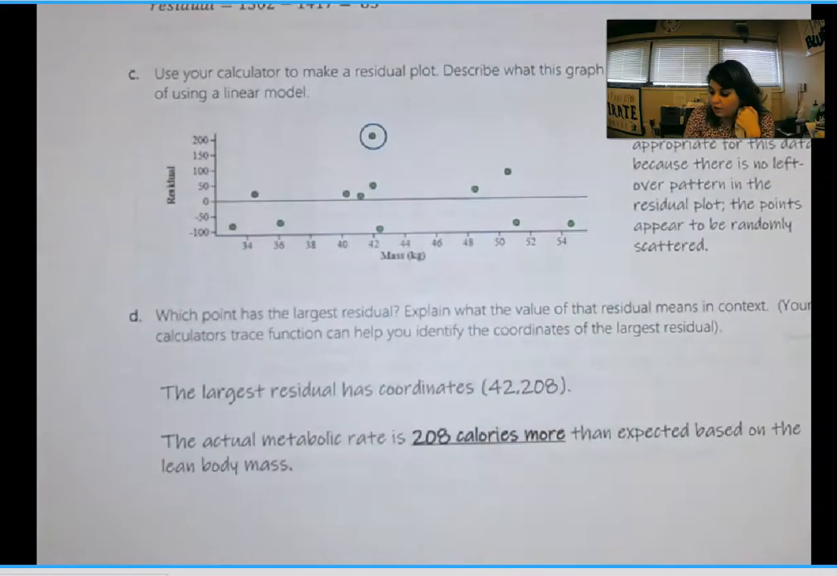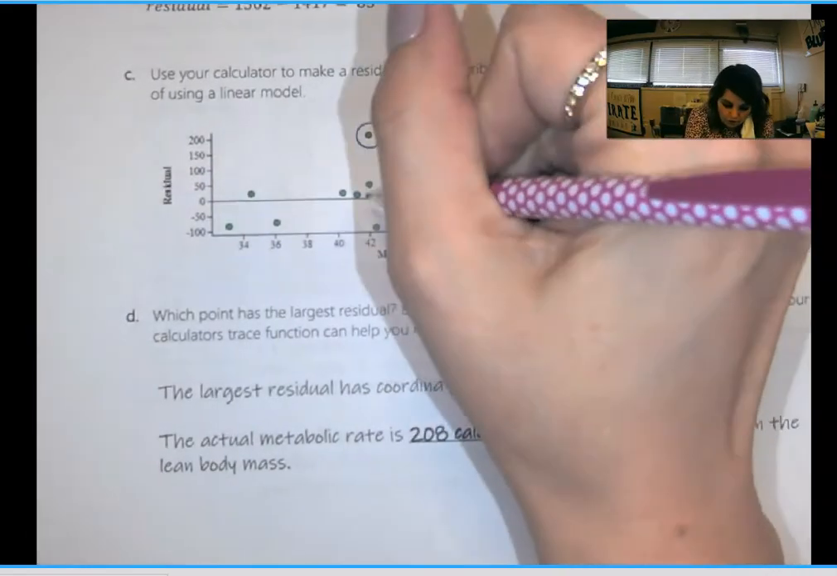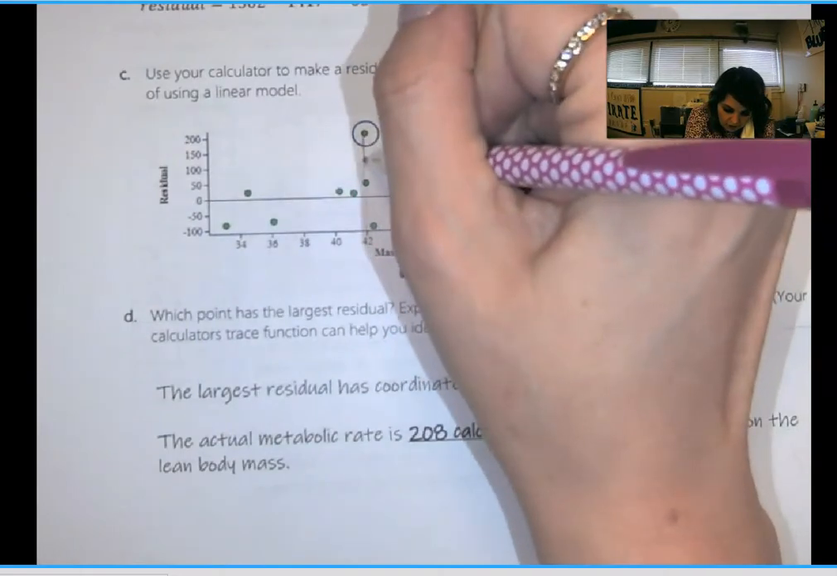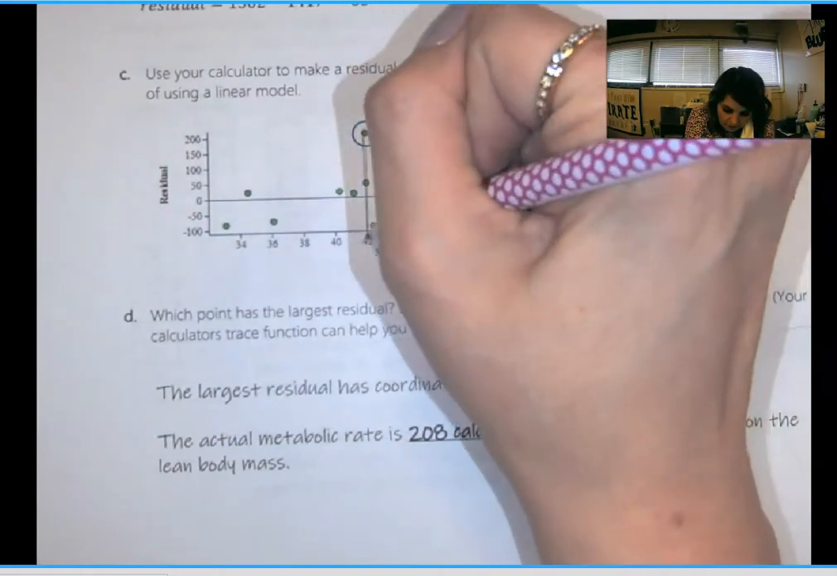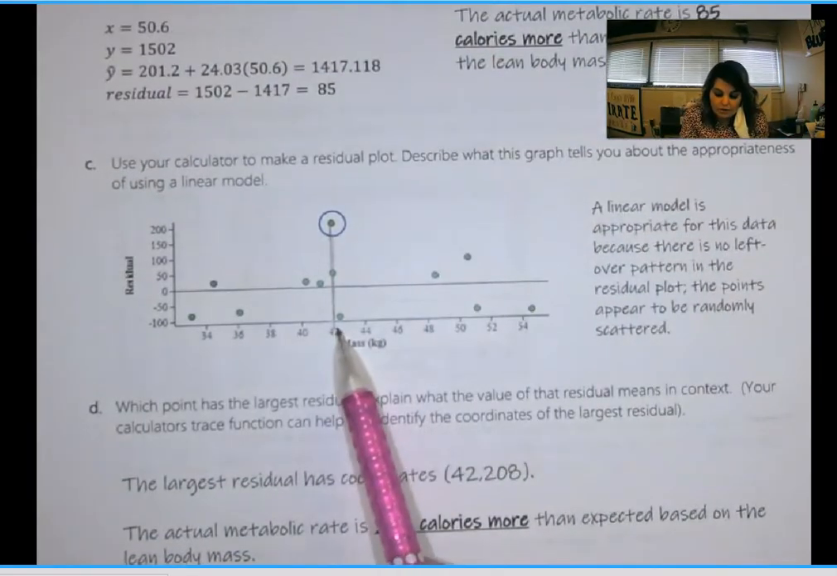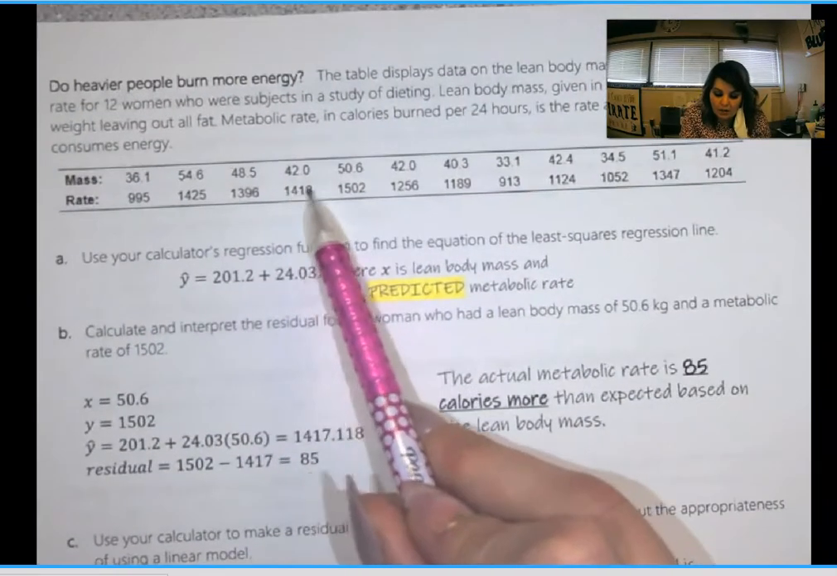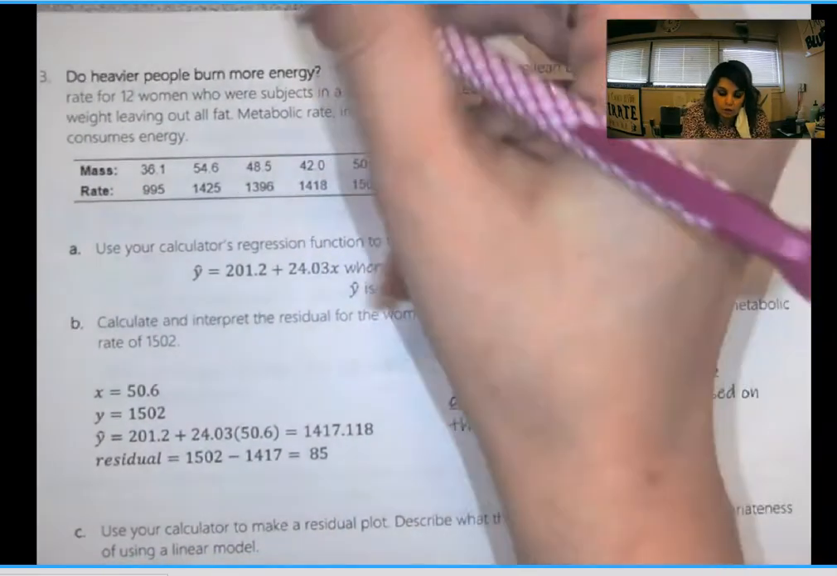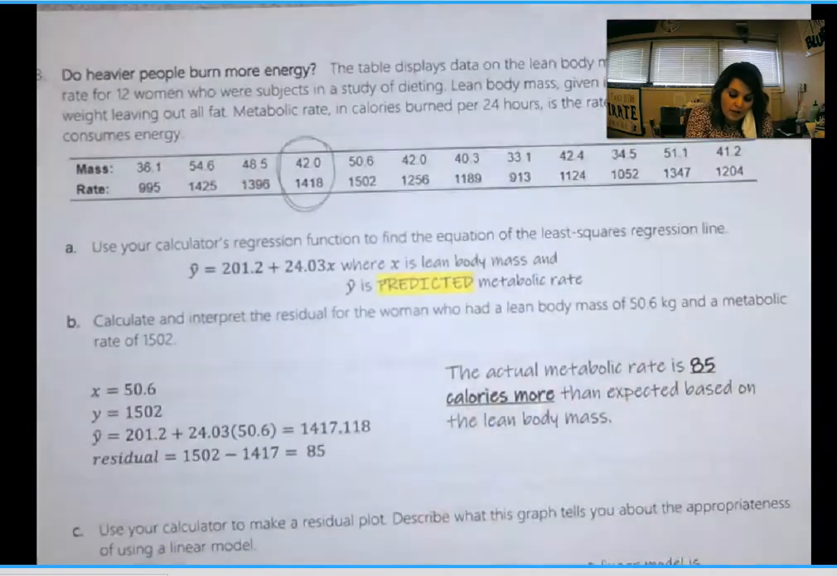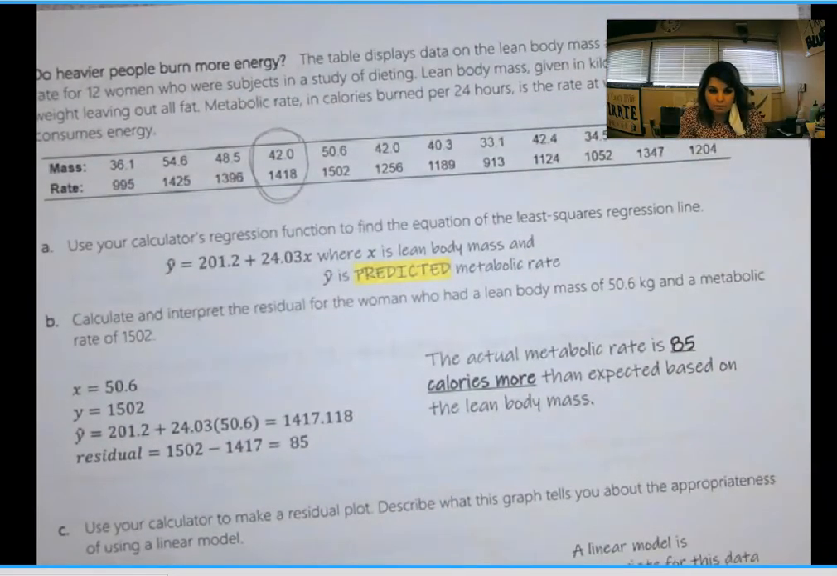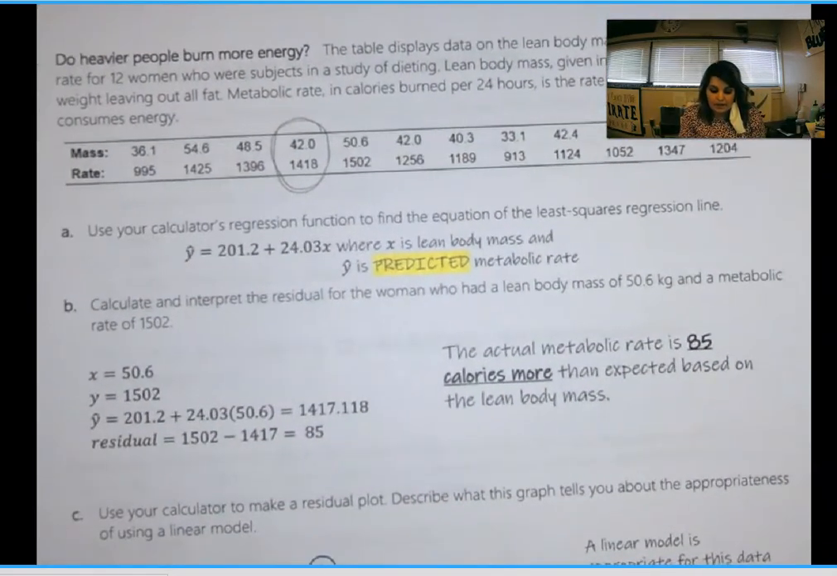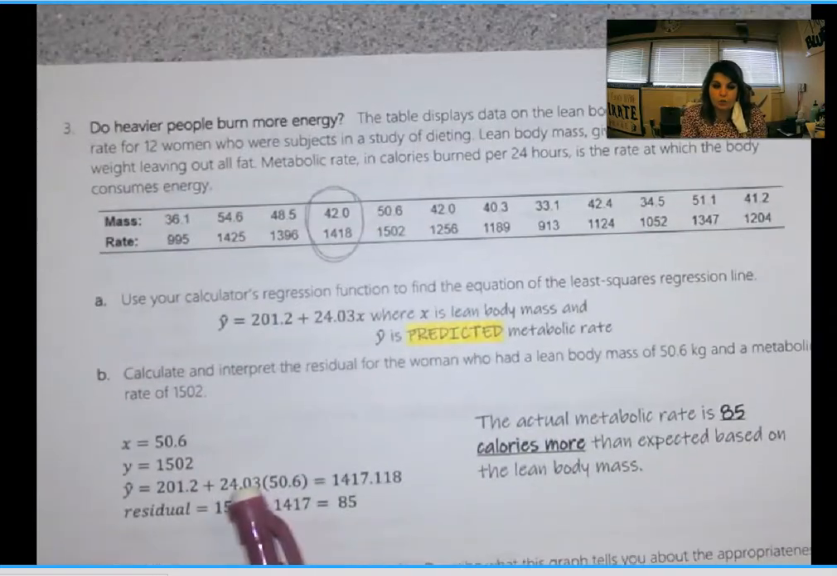You could have also tried to just estimate it. You could have tried to drag this down, and now you know that that's about X of 42. So you come up here, you have two 42s, but you want the one that is farther away, so it would be that one. And then you could just calculate the residual like we did here.